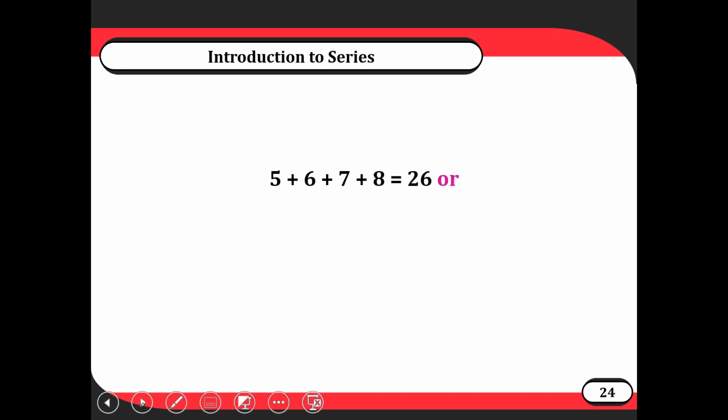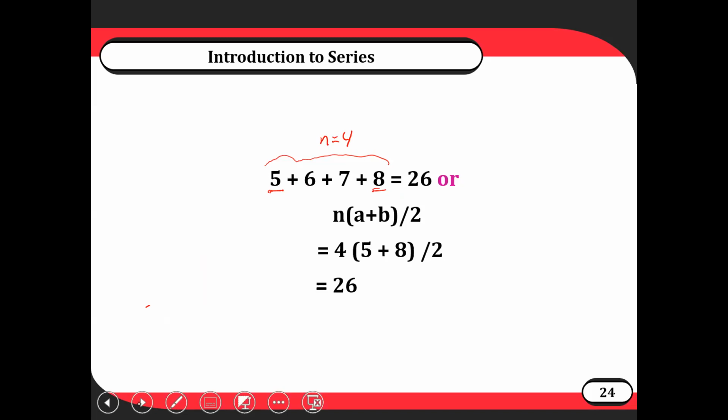5 plus 6 plus 7 plus 8 equals 26. Or we can use this n times a plus b over 2. Now you'll notice our n in this case is 4, since there are 4 terms. Our a is 5, and our b is 8. So 4 times 5 plus 8 over 2, which is 13 times 4 divided by 2, which is 26.